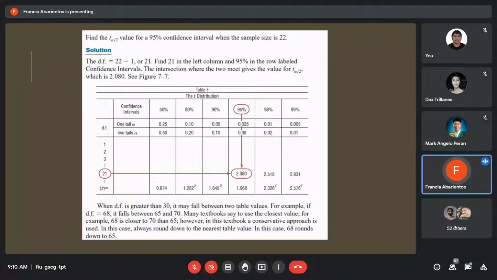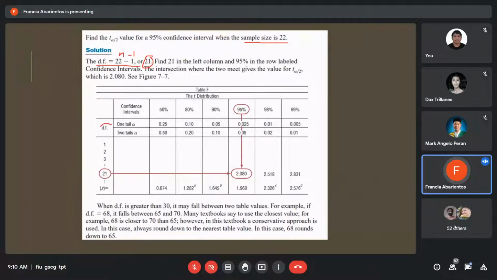So how do we solve this? For example, we need to find the t-distribution value for a given confidence interval of 95% when the sample size is 22. First solve the degrees of freedom, that is n minus 1. The sample size is 22, minus 1, so our degrees of freedom is 21.